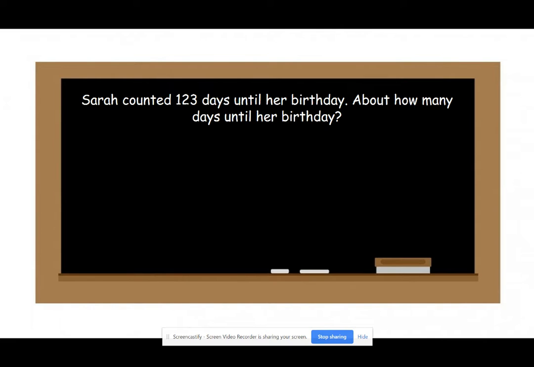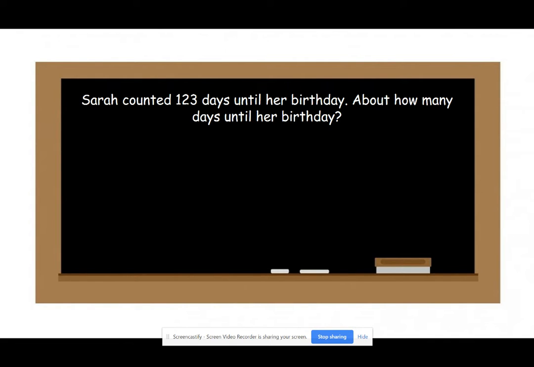Now it's your turn to try and solve a problem. Sarah counted 123 days until her birthday. About how many days are there until Sarah's birthday? Pause and come back once you've solved it. Remember to draw a number line to model your thinking.